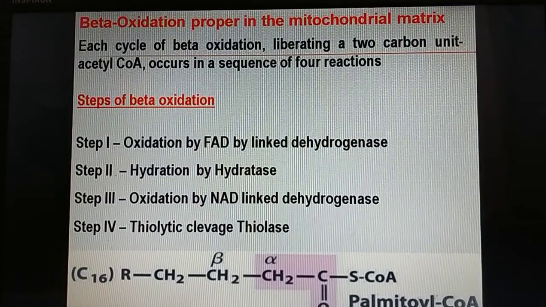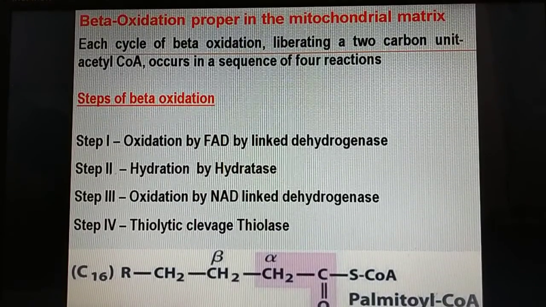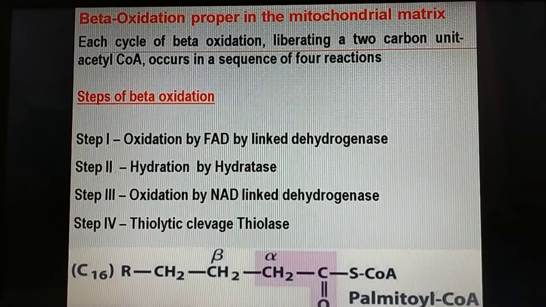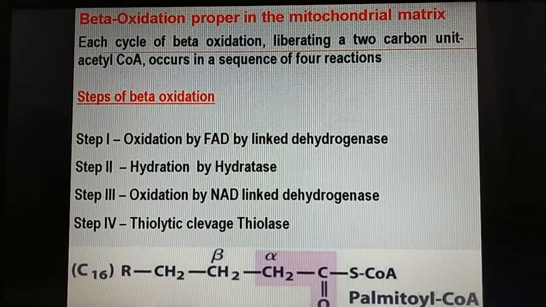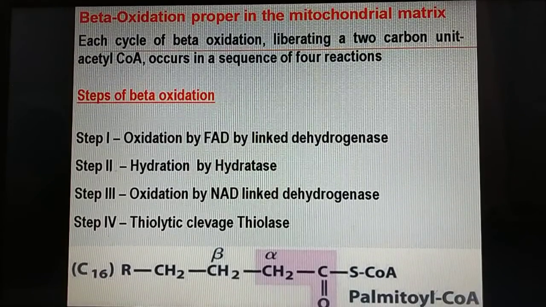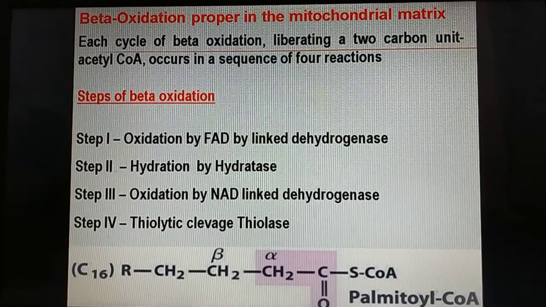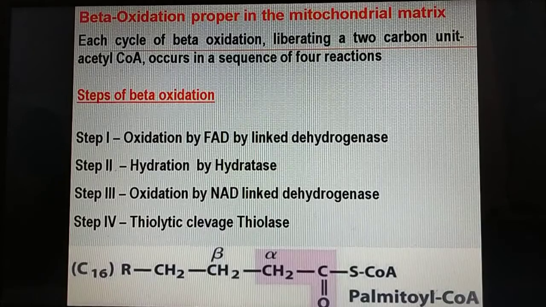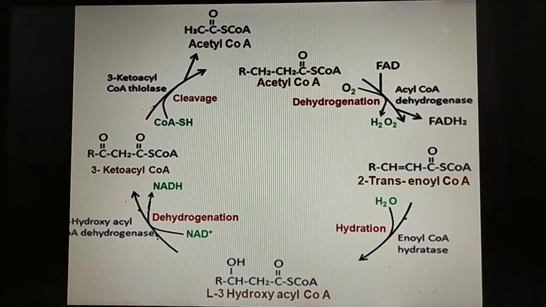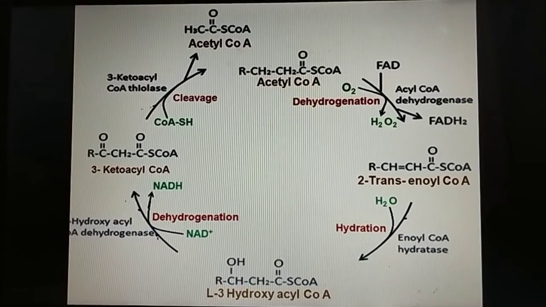Beta oxidation proper in the mitochondrial matrix. Each cycle of beta oxidation, liberating the 2 carbon unit acetyl coenzyme A, occurs in a sequence of 4 reactions or steps. So, steps of beta oxidation. Step 1, oxidation by FAD linked dehydrogenases. Step 2, hydration by hydratase. Step 3, oxidation by NAD linked dehydrogenases. And step 4, thiolytic cleavage by thiolase. This is the overall reaction of beta oxidation.